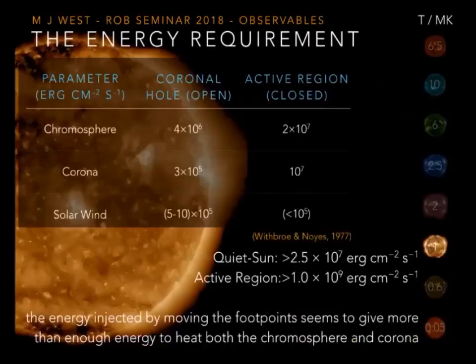And if we compare them to the parameters I showed before, this is the energy that we have to put into the system to generate the observables that we see on the sun. What we can see is, just by looking at the Poynting flux from these regions, we can amply cover the energy required to make these observables. And so the energy injected by the movement of these foot points is more than enough to supply the energy into the chromosphere and the corona.